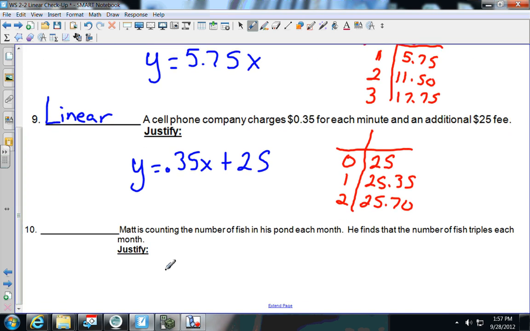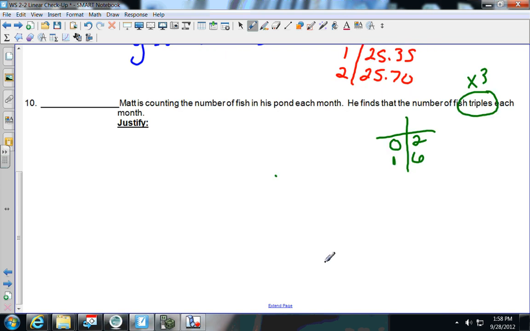This one down here. Matt is counting the number of fish in a pond. He finds that the number of fish triples each month. Okay, so say I started out with 2 fish. After 1 month, it triples. Triples means times 3. 2 times 3 is 6. Second month, it triples again. 6 times 3 is 18. 18 times 3 is 54.